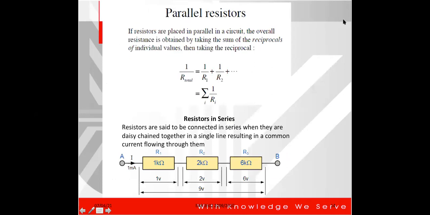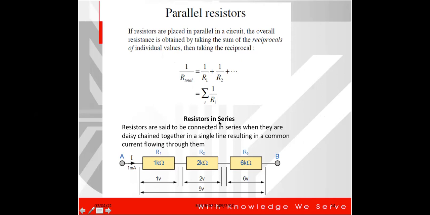Okay, how do we calculate resistor? There are two ways for us to calculate the resistor. If the resistors are in parallel, the overall resistance is obtained by taking the sum of the reciprocals of the individual values. That means 1 over R total is equal to 1 over R1 plus 1 over R2 plus 1 over Rn, until however many resistances you have in the circuit. Okay, that is when the resistors are in parallel.